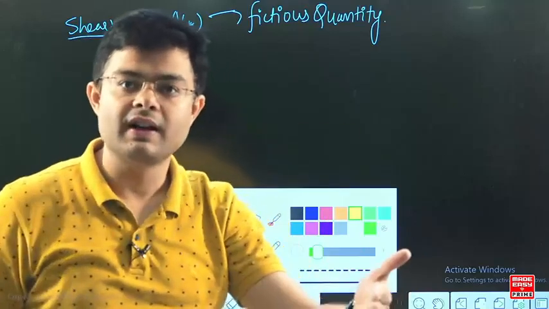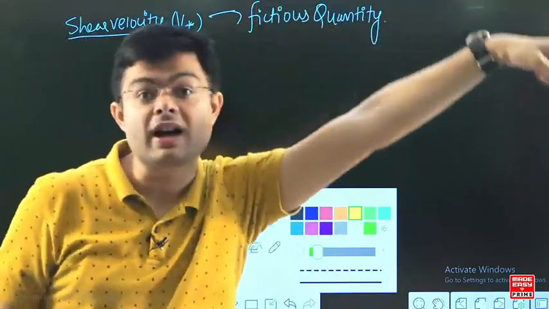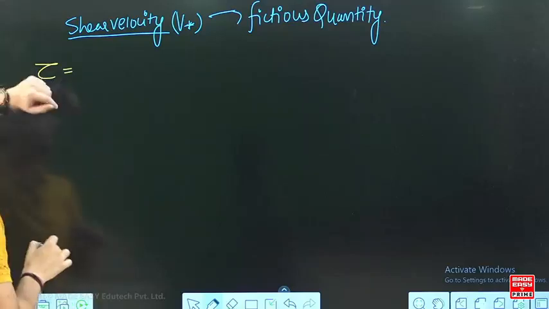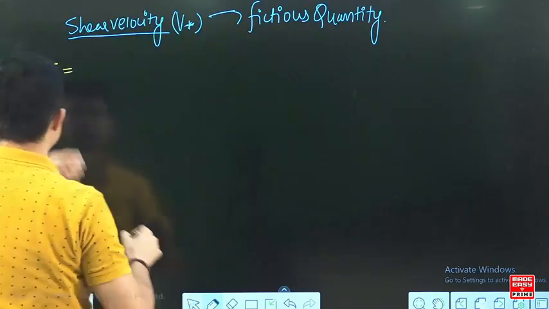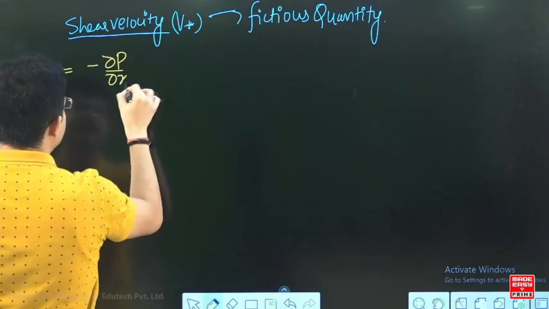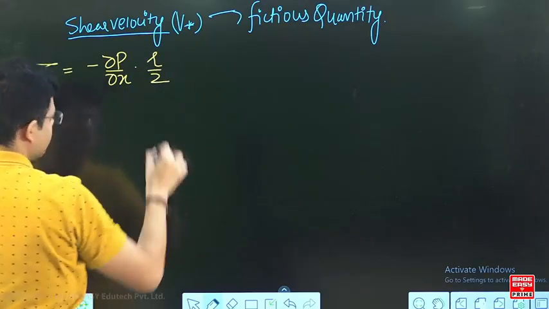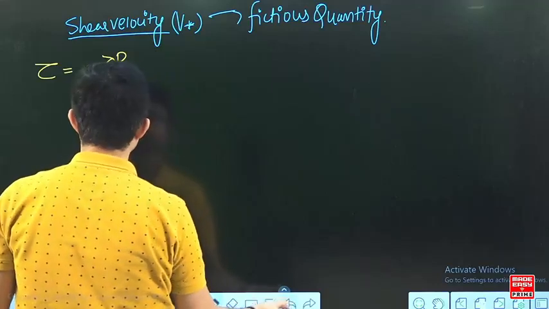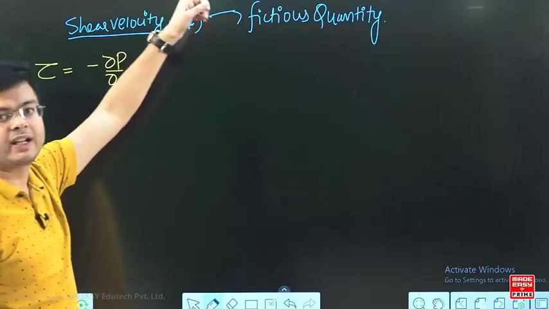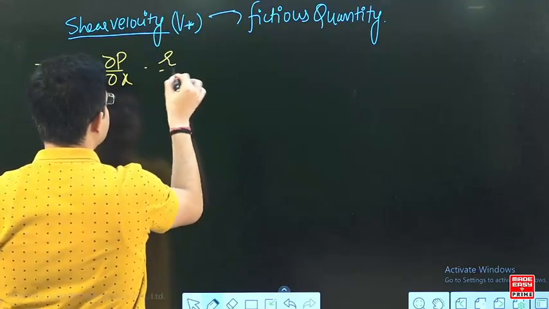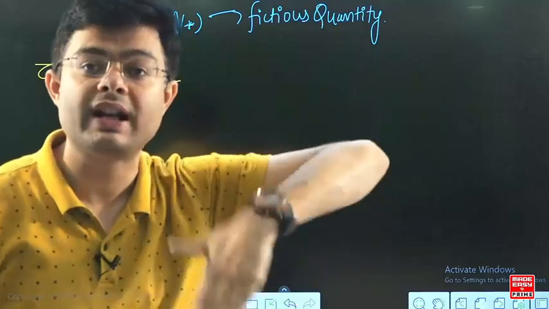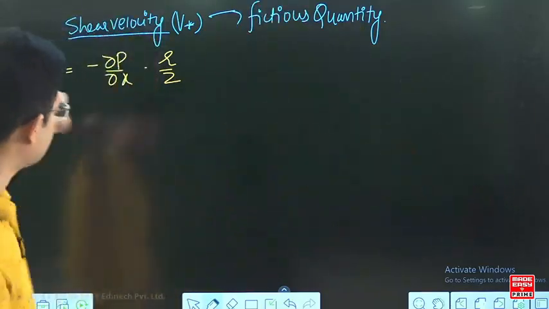To find out V star, we should start from our laminar flow. If you remember, what was the formula for shear stress in laminar flow through pipes? In laminar flow through pipe, the shear stress formula was minus of del P by del X into R by 2. It is changing in X direction. So minus of del P by del X into R by 2. Do you remember the formula for shear that I taught you in laminar flow through pipes? Yes, this was the formula.